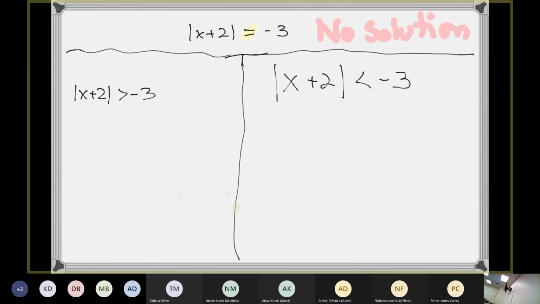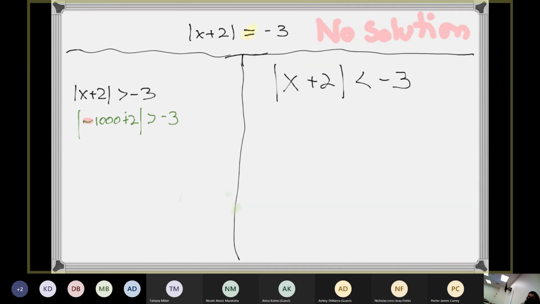Let's take a look at the first one. The absolute value of x plus 2 is greater than negative 3. What do you think the answer here is? I mean, we could do the problem, rewrite it, and see what happens. How about if I put in a negative 1,000? Negative 1,000 plus 2 absolute value, is that greater than negative 3?